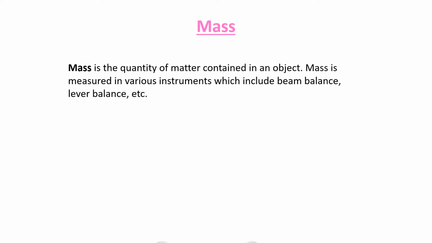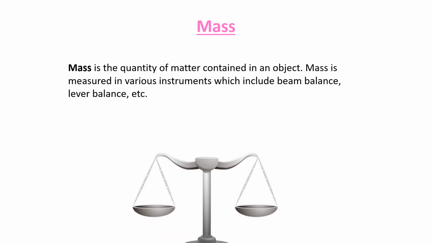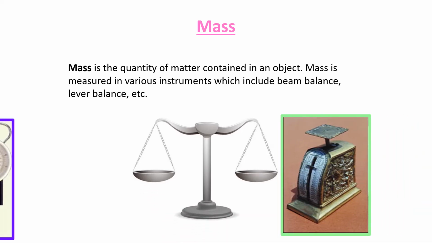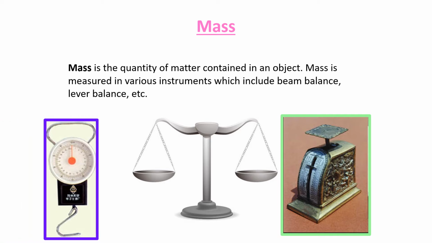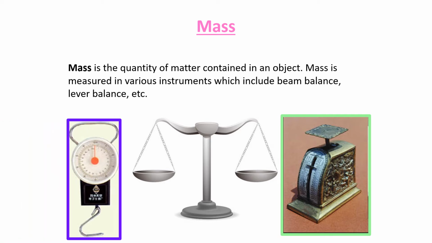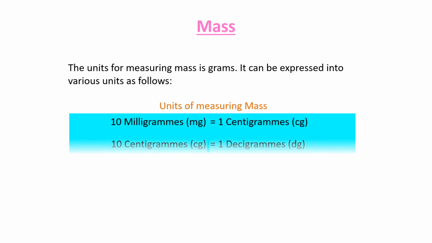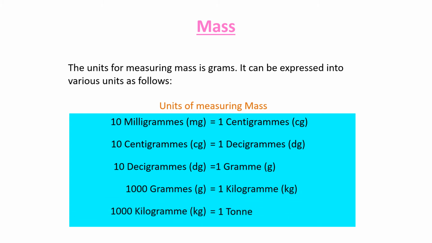Mass. Mass is the quantity of matter contained in an object. Mass is measured in various instruments which include beam balance, lever balance, etc. The unit for measuring mass is grams. It can be expressed into various other units as follows.